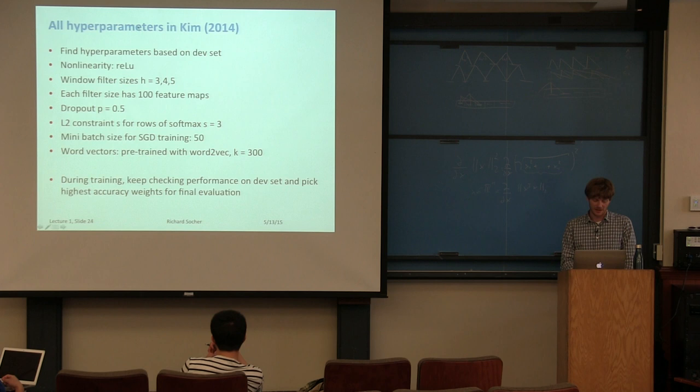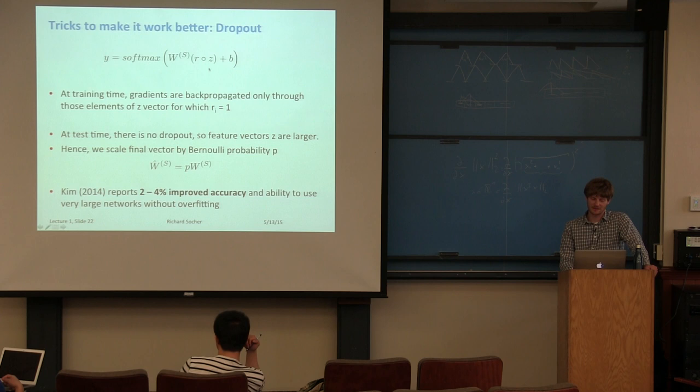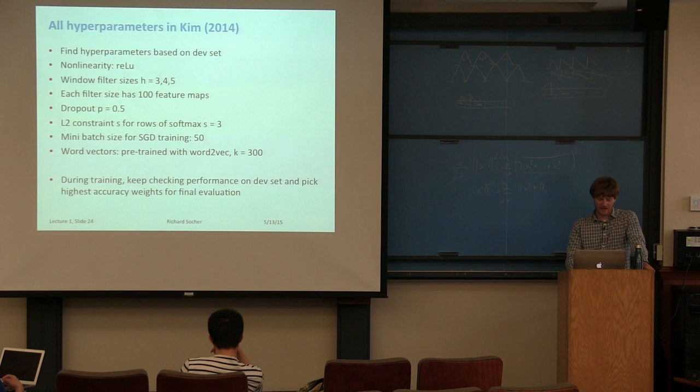Then each of the filters W that we described has 100 different feature maps. So you have 100 W weights for trigrams, 100 for 4-grams, and 100 for 5-grams. So you have a total of 300 W vectors that you convolve over your input. Then the dropout probability is 0.5. So with 0.5 probability, he will delete any feature z during training. And then we'll have mini batch sizes of 50, so 50 examples per update.